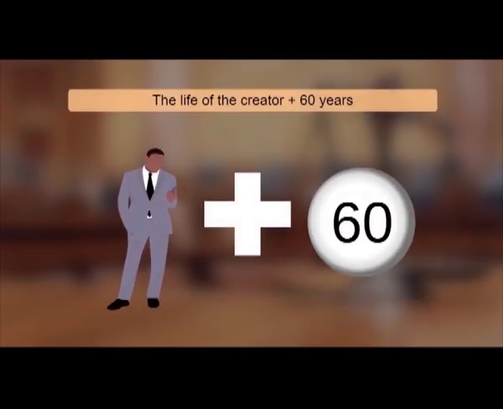The term of protection for copyright is the life of the creator plus 60 years. That means as long as you live plus an additional 60 years, you get copyright protection of your work for that many years. And then after the time is over, it comes into the public domain. So, anybody can access it and use it for the betterment of knowledge.